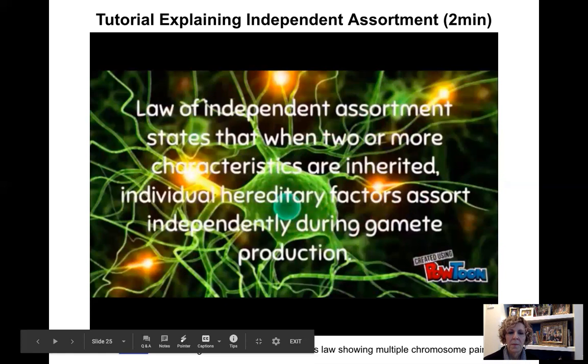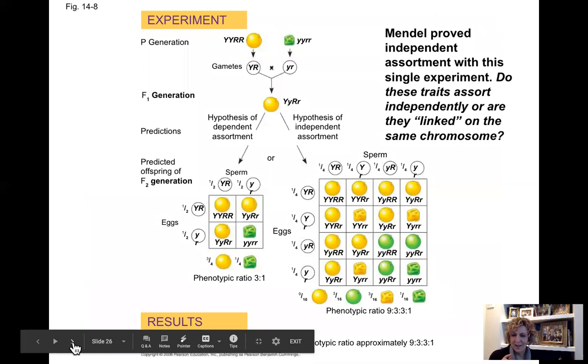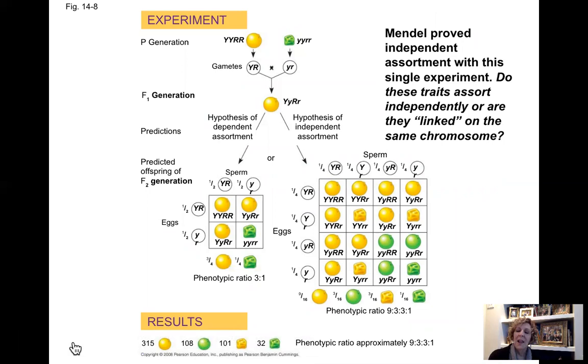So what we see there is, again, his amazing ability with statistics. When he did a dihybrid cross of two heterozygous parents, he always got the same ratio, this 9:3:3:1 phenotypic ratio. The 9 out of the 16 different possibilities was the dominant, in this case, round and yellow. The 1 was the recessive. So that would be wrinkled and green.